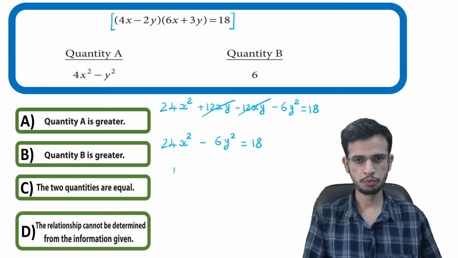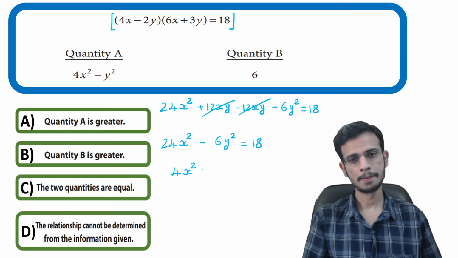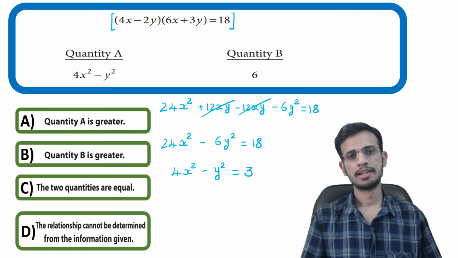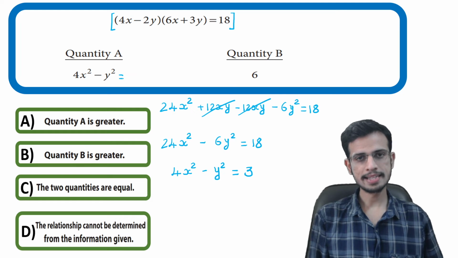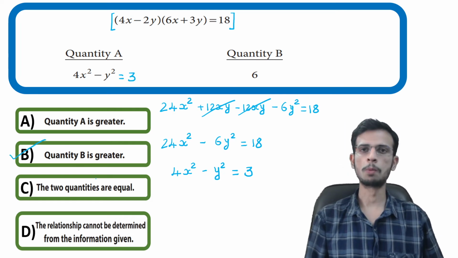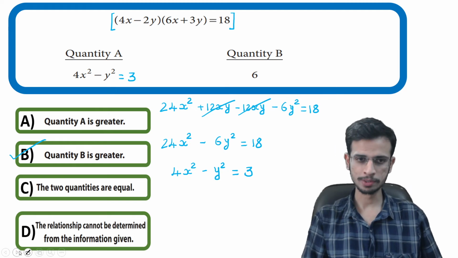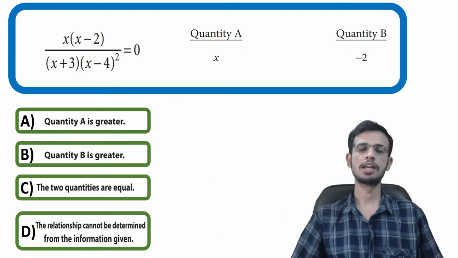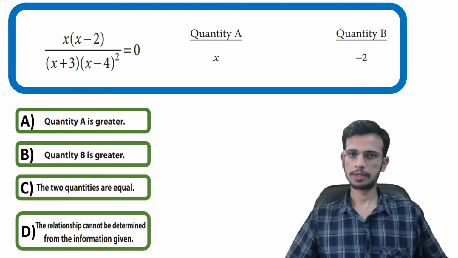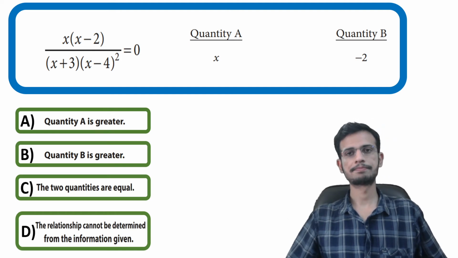So it means 4x square minus y square is equal to 3, right? So quantity A is equal to 3, quantity B is equal to 6. We can say quantity B is greater than quantity A. Option B will be the correct answer for this question. Okay, so let's move on to the next question.